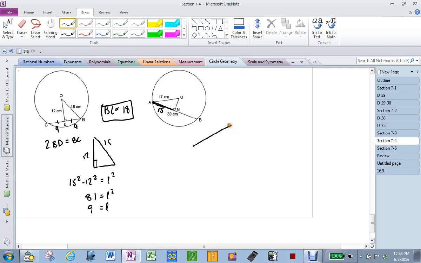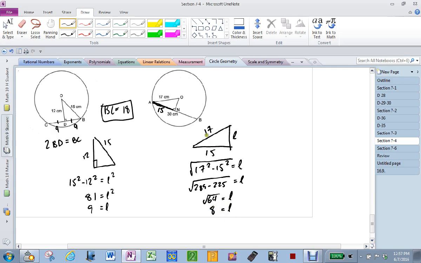Meaning I have this triangle. It's a right angle. 15, 17, and what's this? The hypotenuse. That's a leg. So since I have the hypotenuse, what am I doing? Subtraction. 17 squared minus 15 squared gets me the leg. What do I do to that answer? Square root it all. And it works out to be 289 minus 225, square root, which is 64. So what is L? 8. So how long is ON? 8.